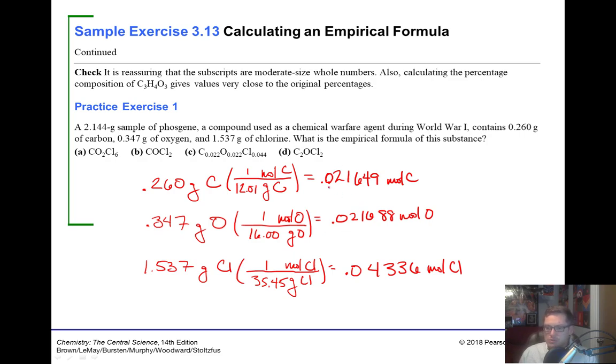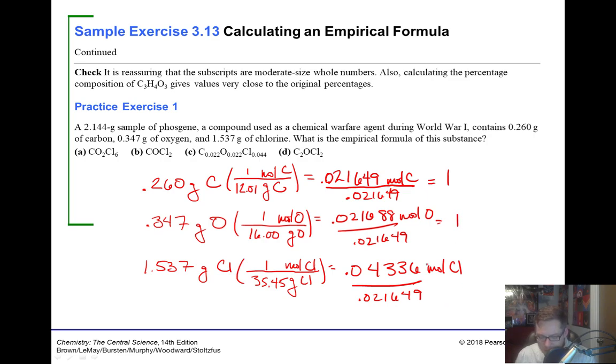Well, which one's the smallest? Well, this one's the smallest, so we'll divide them all by 0.021649, divide this one by 0.021649, and we'll divide this one by 0.021649. All right, so this one's obviously going to equal 1 because it's the smallest. This guy here is going to be really, really close to 1, so we can just assume that's 1.